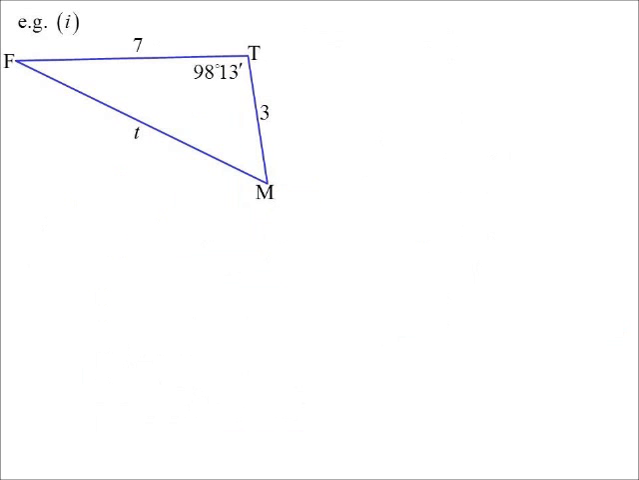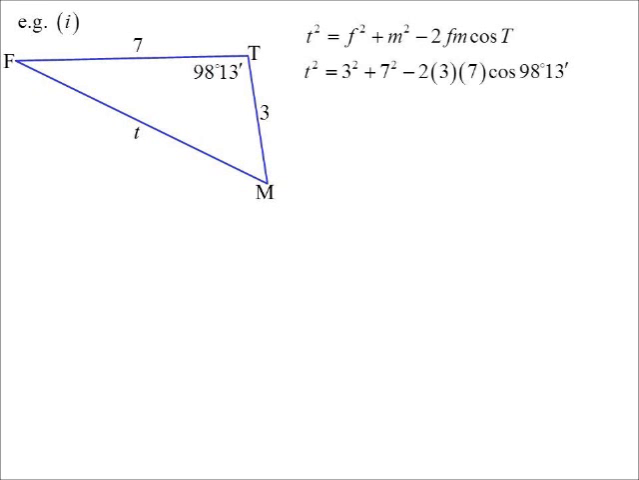So let's have a look at an example. For this one, it's little t I want to find. So I'll have t squared is f squared plus m squared minus 2fm cos t. Subbing in, a bit of calculator work, but we've got to be careful, because this is t squared we're finding. In order to find t, we will have to take the square root of that answer, and in this case, to the nearest whole number, 8 units.